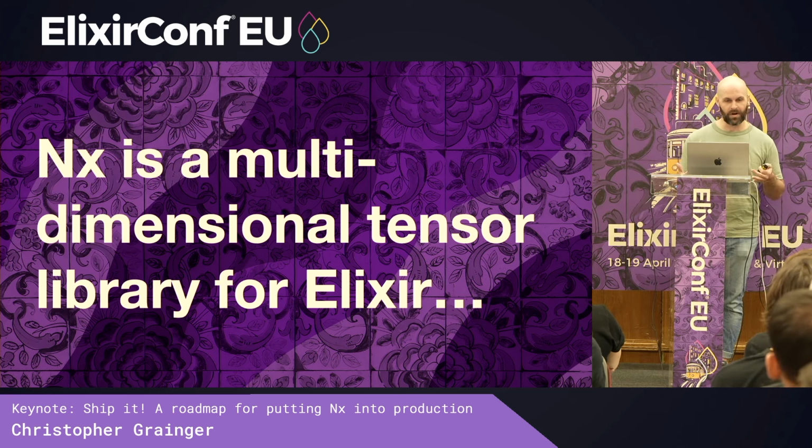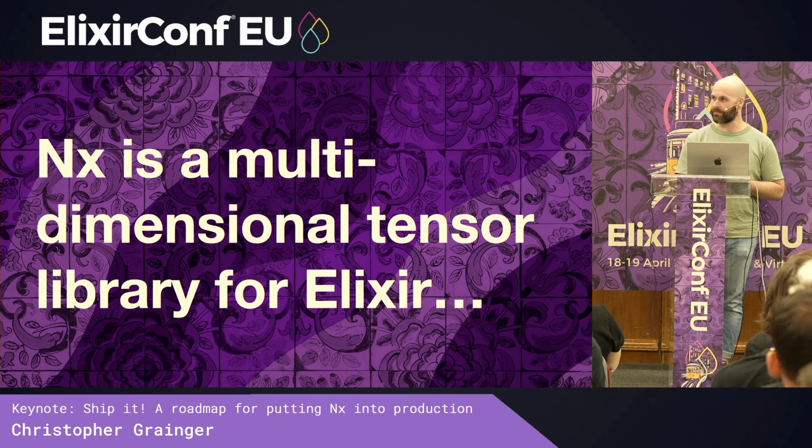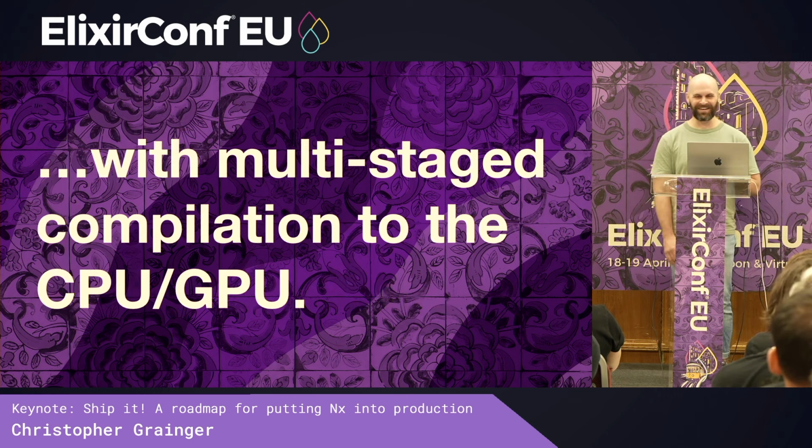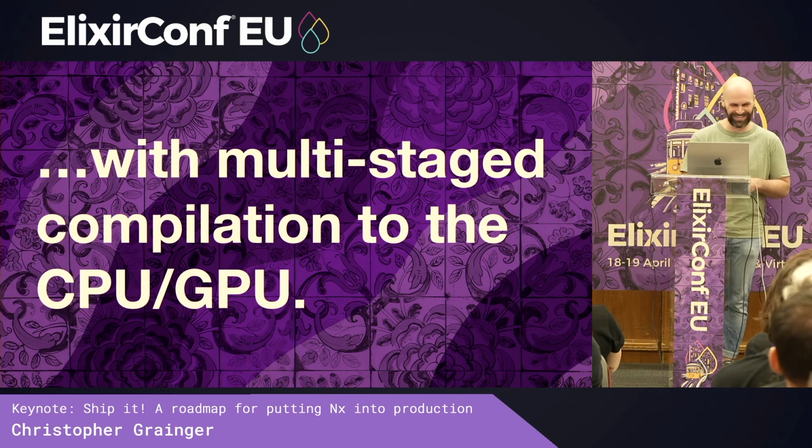It has two parts. The first part is: NX is a multi-dimensional tensor library for Elixir. The second part: with multi-stage compilation to the CPU or GPU. Who here in this room understands what the first part means? The camera will not capture that, it is a very small number. Who here knows what the second part means? Hey, more people. I don't know how that's possible. But the sentence carries a lot of meaning, so let's get right into it.